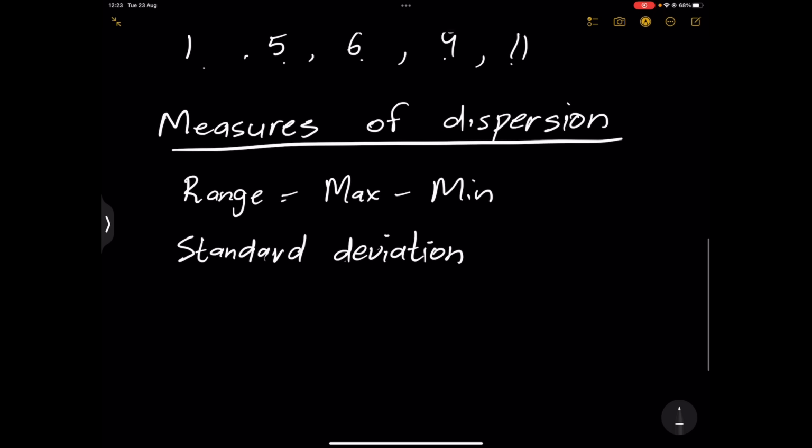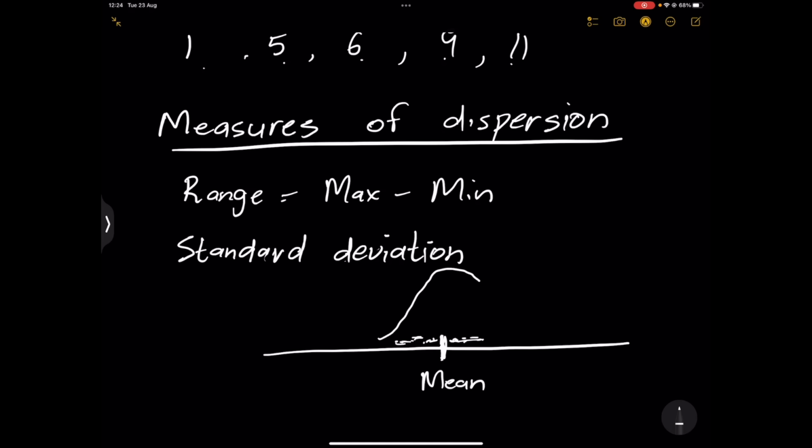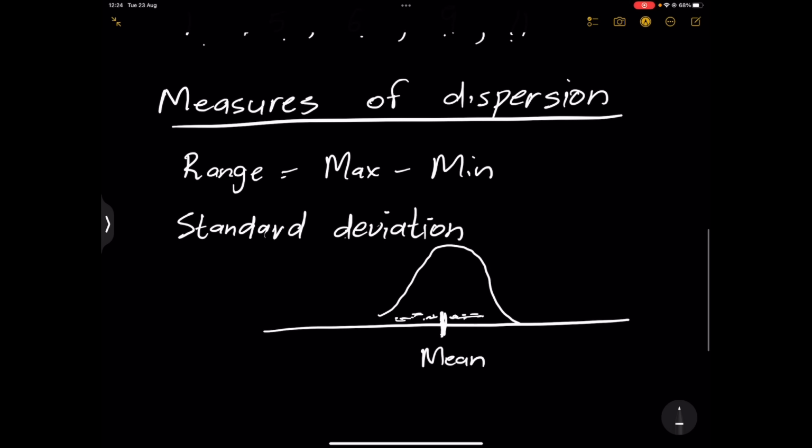Now, let me make an example. For argument's sake, I'm not going to take numbers per se. Let's say this is your number line, and you're collecting data, and this would be the mean of the data. We've worked it out. Now, if all of your data points are around the mean, meaning most of them are around the mean, then our standard deviation would be quite low.